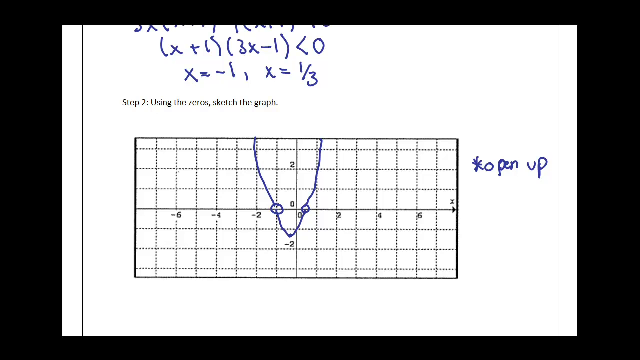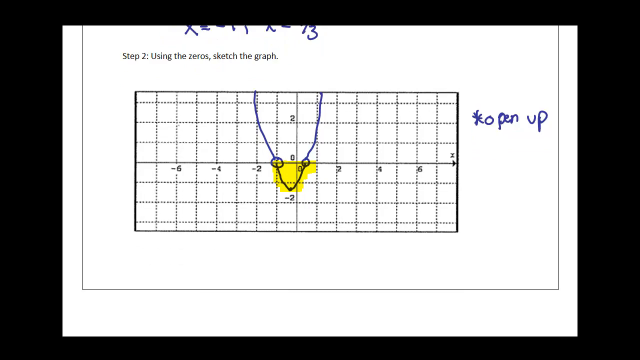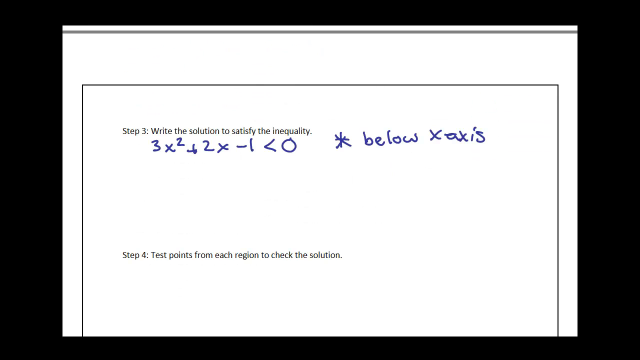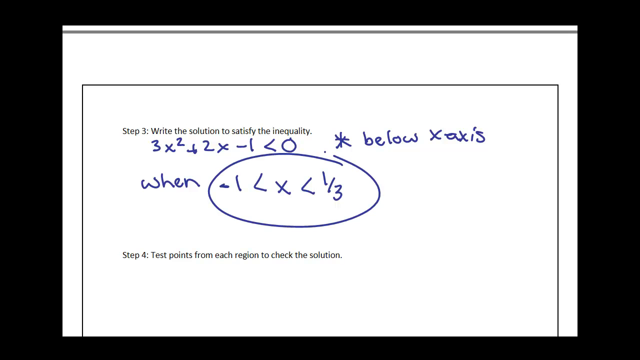Well, we want to know when it is below the x-axis, and we can see that it's below the x-axis in between our two roots here. So going down to write our solution, we can say 3x squared plus 2x minus 1 is less than 0 when x is less than 1/3 and greater than -1. Has to be between these two points. Awesome. But we're not quite finished yet.